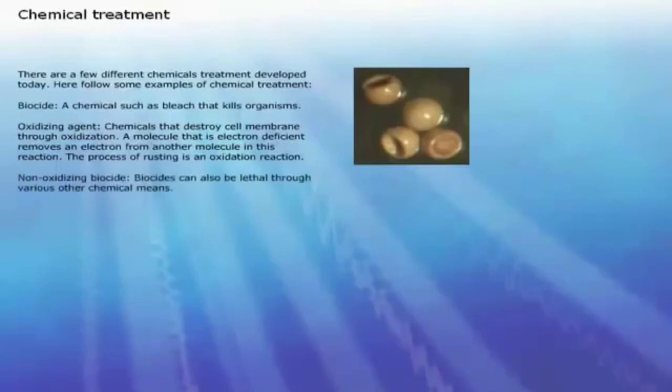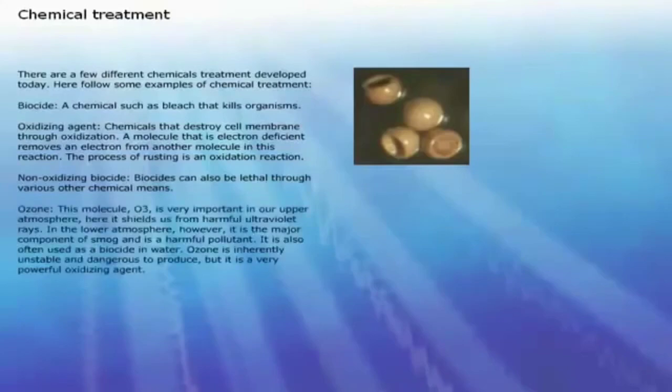Non-oxidizing biocide. Biocides can also be lethal through various other chemical means. Ozone. This molecule, O3, is very important in our upper atmosphere. Here it shields us from harmful ultraviolet rays. In the lower atmosphere, however, it is the major component of smog and is a harmful pollutant. It is also often used as a biocide in water. Ozone is inherently unstable and dangerous to produce, but it is a very powerful oxidizing agent.